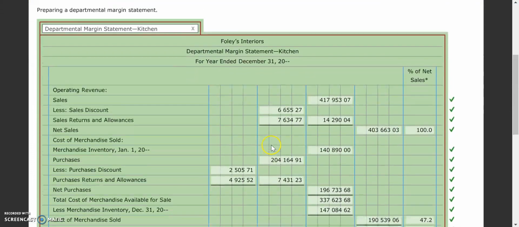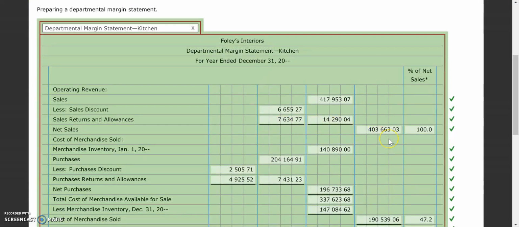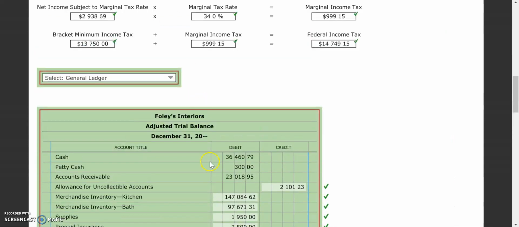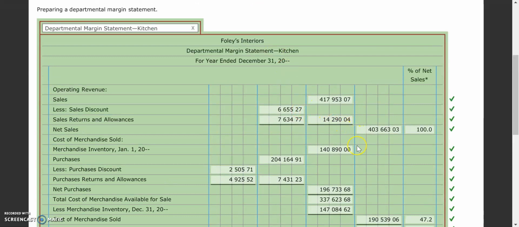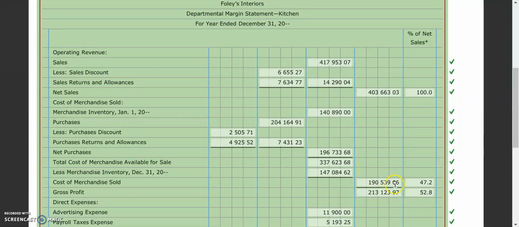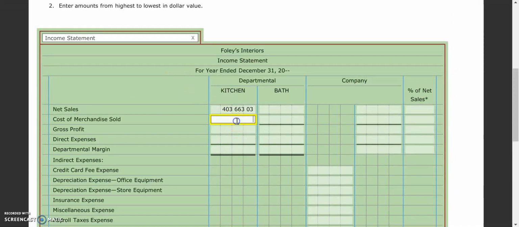So here you can see we have our net sales amount for our kitchen. We'll start with that. We'll go back over here. Net sales was $403,663.03. And our cost of merchandise sold was $190,539.06. The difference between those is going to be our gross profit.